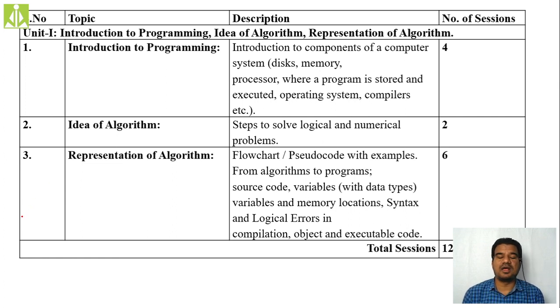Then the third chapter, representation of algorithm. The flow chart, what is a flow chart, pseudo code, and different examples we are going to do with flow charts and pseudo code. And then we start discussing what is source code, what is object code, what is executable code. Then what is a variable, what relation we have between a variable and the computer memory, and how many types of errors we have, syntactical, logical. What is compilation, what is execution.